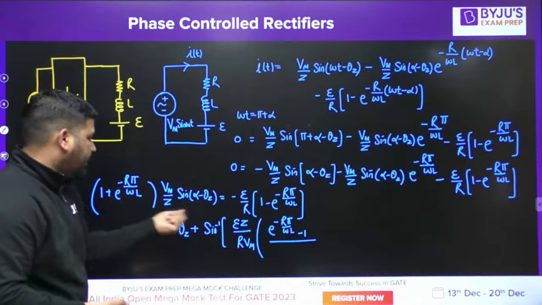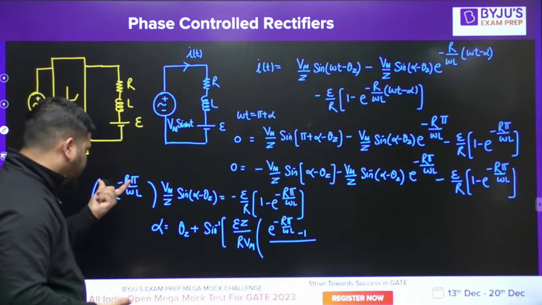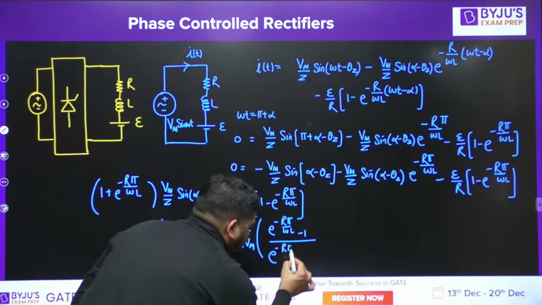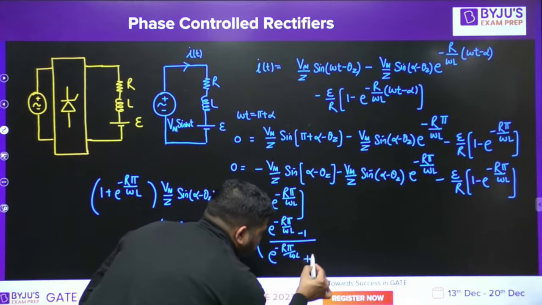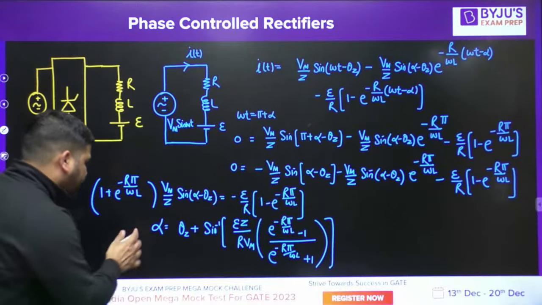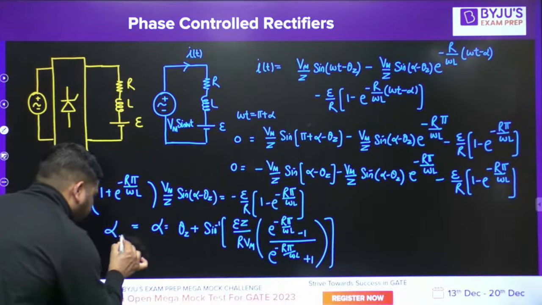So you have taken this common term, which will be in the numerator, so you take it in the denominator. So you'll get e to the power minus r pi by omega L plus 1. So this way we can calculate this alpha. This is my alpha JC.